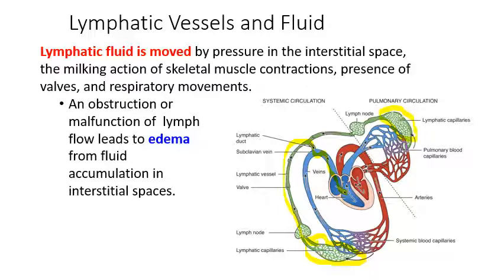Right. If we have some sort of obstruction, some blockage in a lymphatic vessel, if we're not getting good flow, that can lead to edema. Edema is the accumulation of fluid in the interstitial space, usually because there's a lack of drainage from your lymphatic vessels.